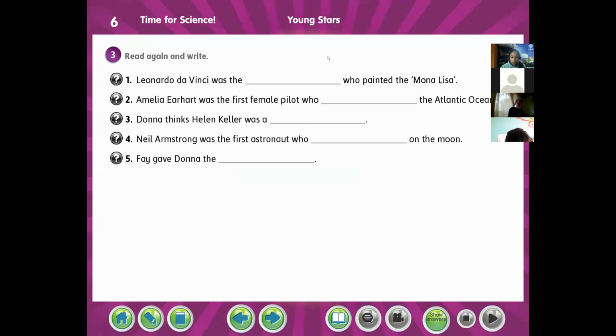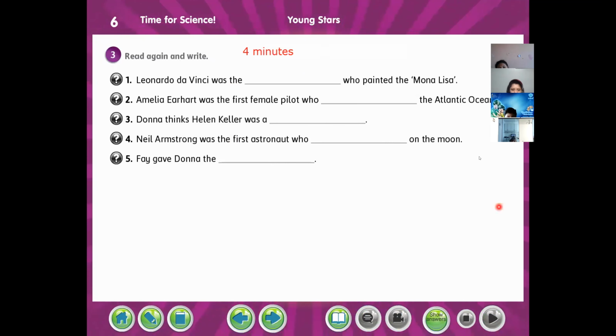Please complete these sentences, okay? Go to your books, read the story, and complete these spaces. Leonardo da Vinci was the what? The person? The artist? The painter? According to the book, okay? Read the story one more time and complete. You have 4 minutes, okay? Please complete in your books.